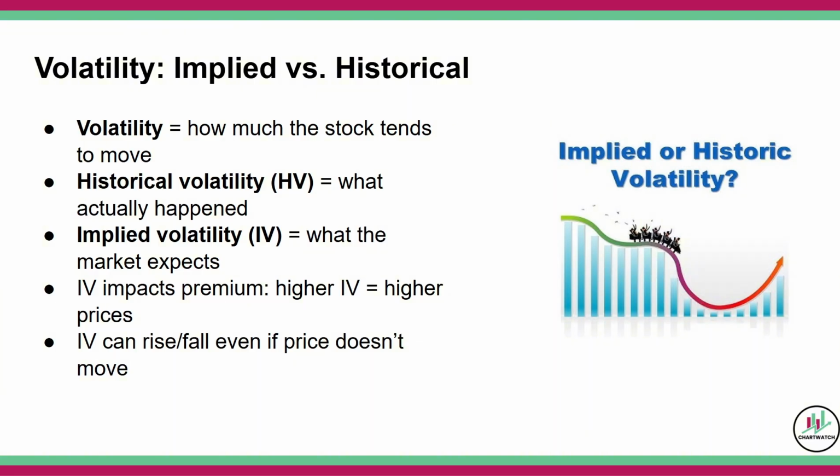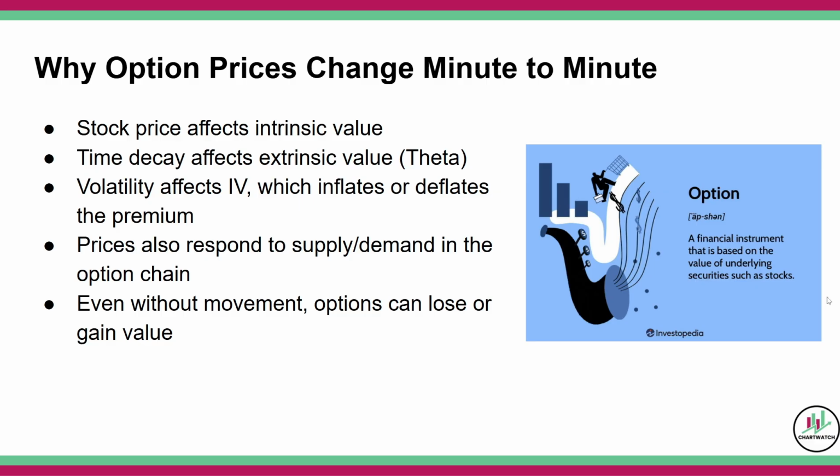A few things you should understand from this is that historical volatility tells you what has happened, and implied volatility tells you what the market thinks will happen, and this is what you're actually paying for in the options premium. By now you've seen that option price isn't just about the direction of the stock, it's the result of multiple forces working together and often all at once. If we were to pull it all together and talk about why option prices change constantly, even minute to minute during the trading day, it's because of stock price movements, time decay, supply and demand, implied volatility, and so on.